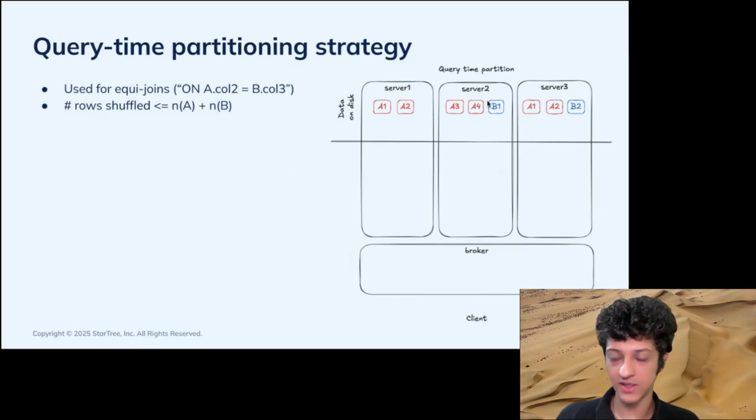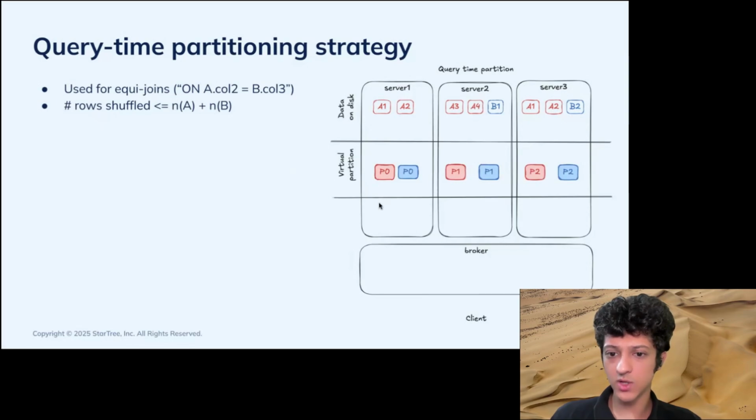We have, again, a similar setup: 3 servers, 2 tables that need to be joined, and a few segments scattered across these servers for both sides of the join. We're going to create virtual partitions. So let's say P0, P1, P2, and these partitions are going to be the same for both sides of the join. And these partitions are going to be in the same server. So P0 in server 1, P1 in server 2, P2 in server 3.